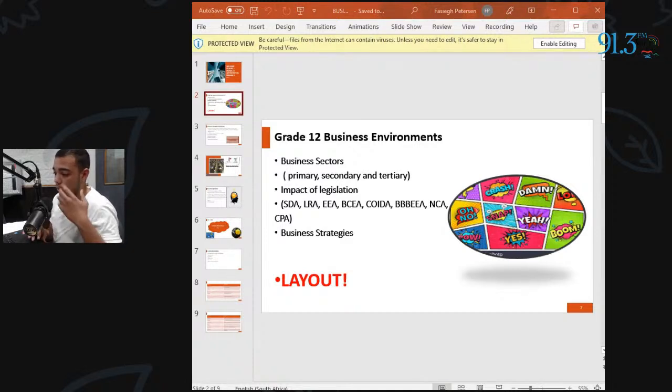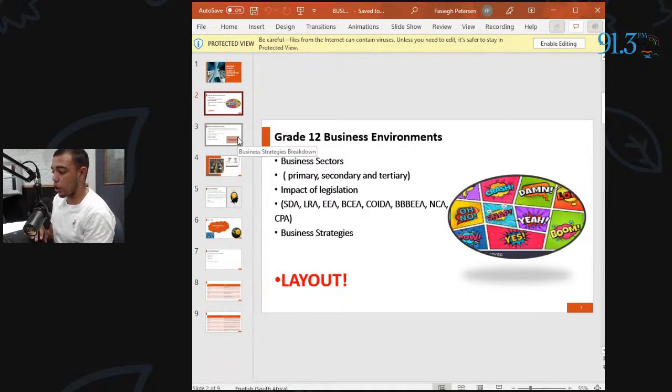We move over to the Employment Equity Act, still on the same slide. I'm just explaining it to you guys. The EEA, Employment Equity Act, promotes equal opportunity and fair treatment. So we're looking at diversity when we're talking about the Employment Equity Act.